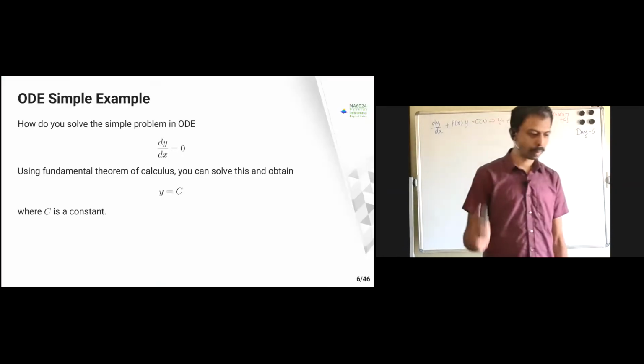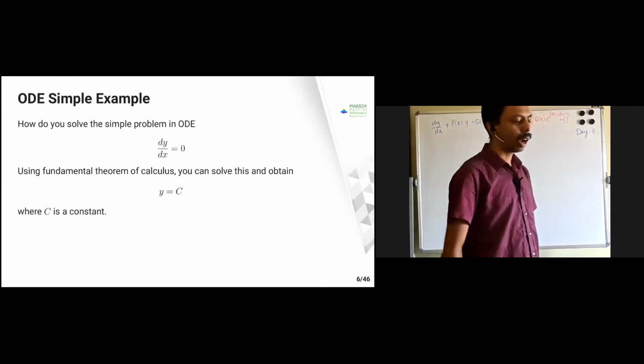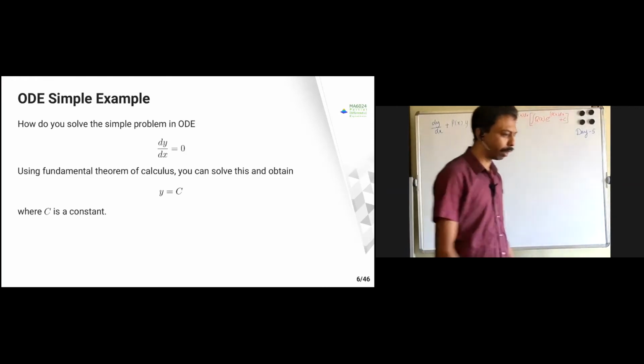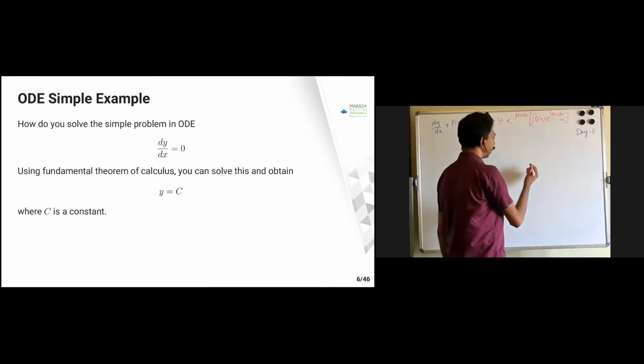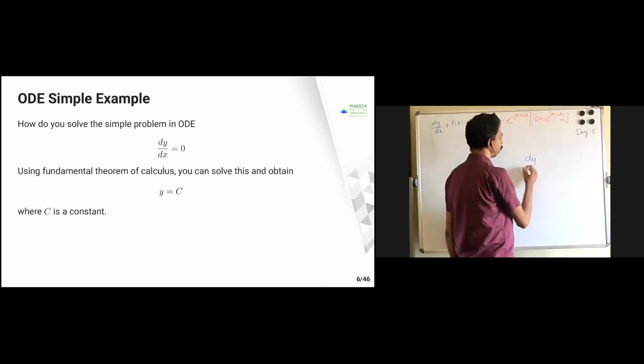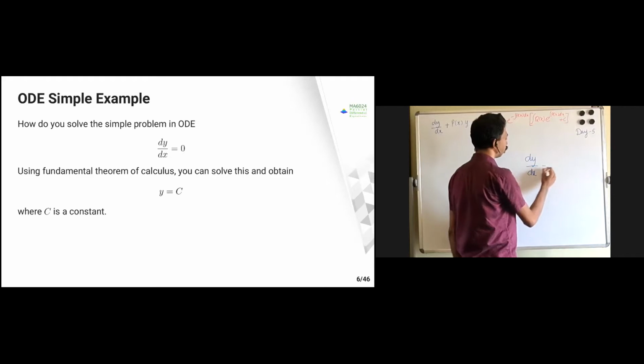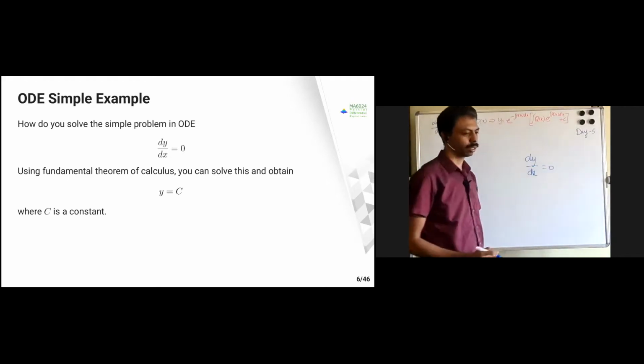Now let us go to simple problems. How do you solve a simple problem in ODE? This is my problem: dy by dx equals 0. So what is the solution?